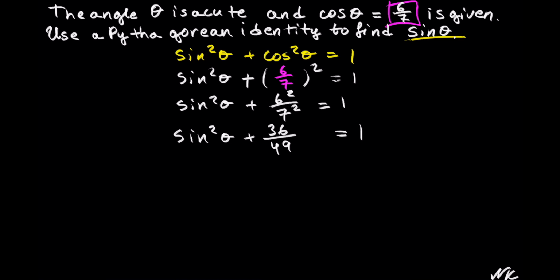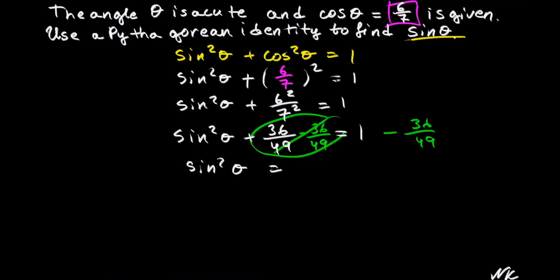We are adding 36 out of 49. The inverse of that would be to subtract 36 out of 49. Whatever we do to one side of the equation, we want to do the same thing to the other side. So 1 minus 36 out of 49. So this adds up to 0 on the left. And we get sine squared theta equals 1 minus 36 out of 49.